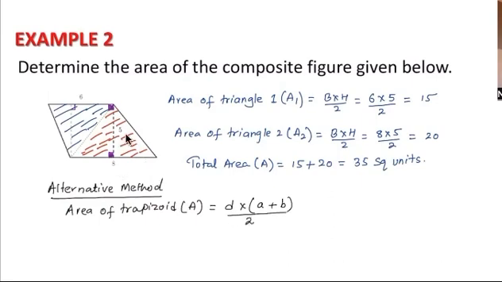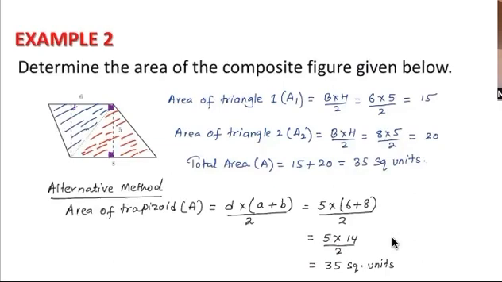D is the distance between the parallel sides, in this case 5, multiplied by the sum of the parallel sides, 6 plus 8, and then we divide it by 2. So what we get is 5 times 6 plus 8, which is 14, divided by 2. And you can see here, 14 divided by 2 is 7, times 5 is 35. 35 square units. So we can do it in any method, okay?